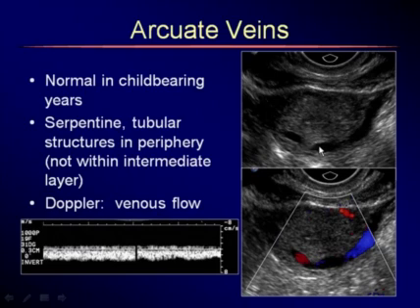These vessels are sometimes serpentine, very tortuous. They're tubular, fluid-filled structures that go along the periphery of the intermediate layer. Here's an example of a large vein coming across, and we can do a Doppler spectral tracing on it, proving that it is a venous structure.